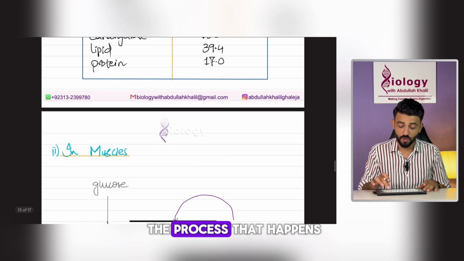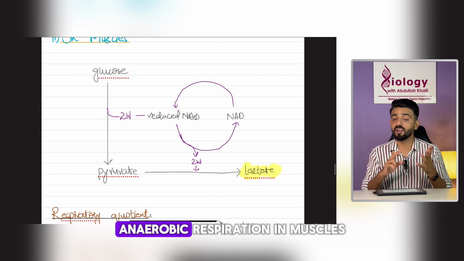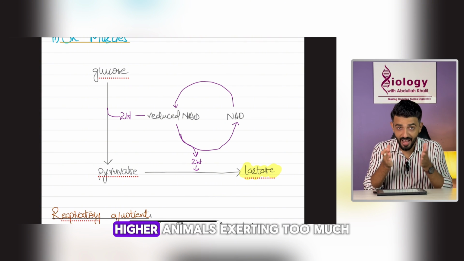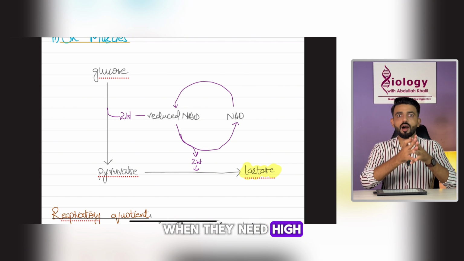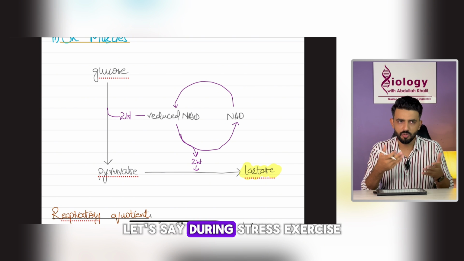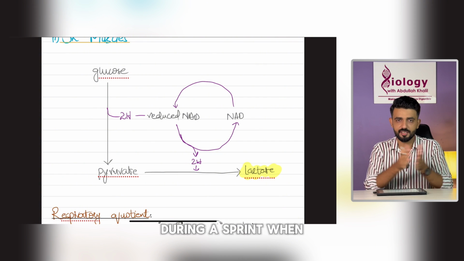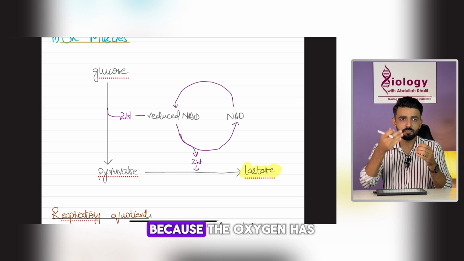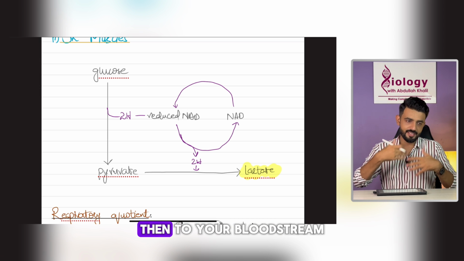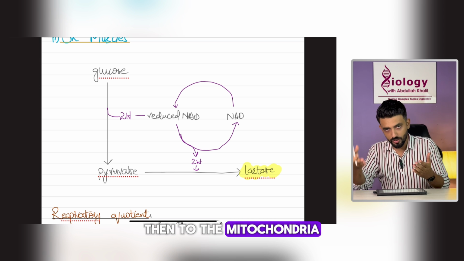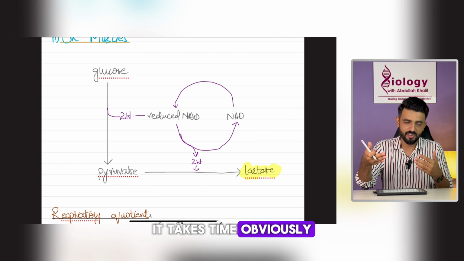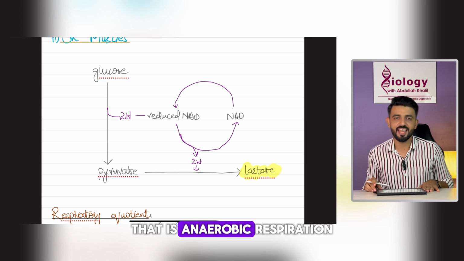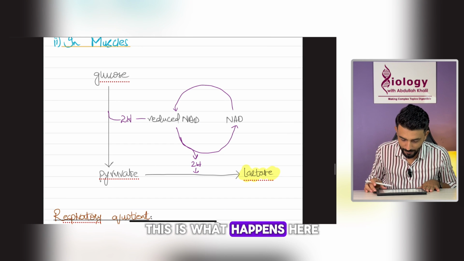Now let's move on to the process that happens in our body: anaerobic respiration in muscles, or in higher animals. When the higher animals are exerting too much, when they need a high amount of energy, let's say during strenuous exercise, during a sprint, the oxygen supply is limited because the oxygen has to go into your lungs, then to your bloodstream, then to your cells, then to the mitochondria. So it takes time, obviously. Some of the glucose will be broken down without oxygen. That is anaerobic respiration.